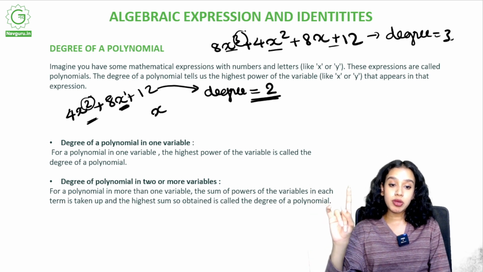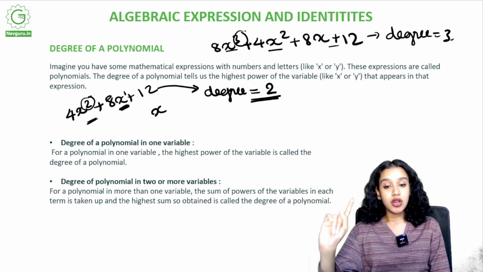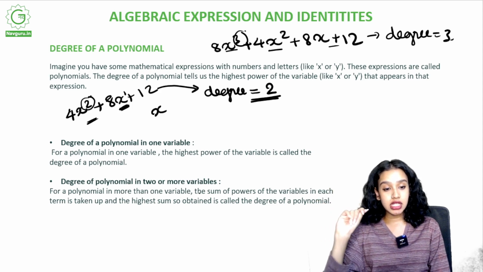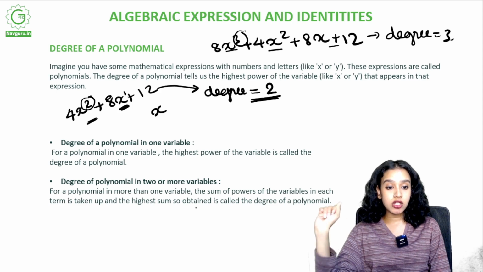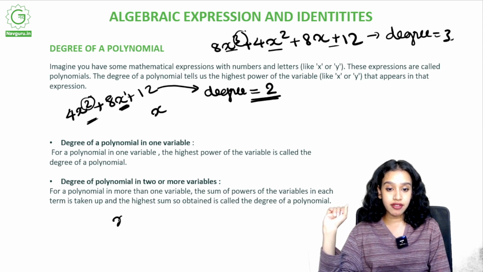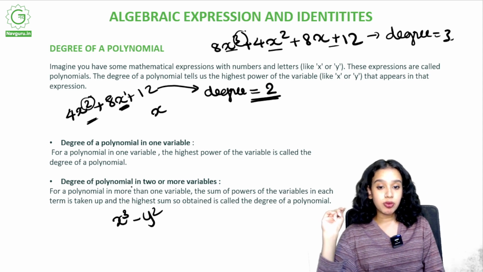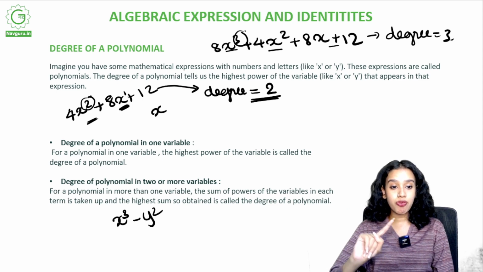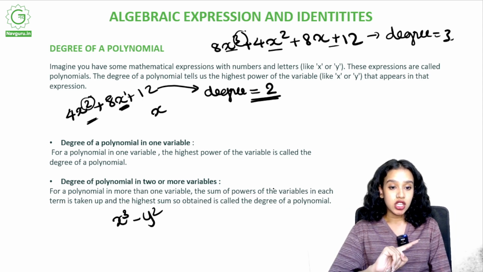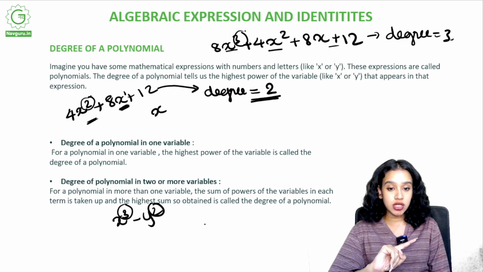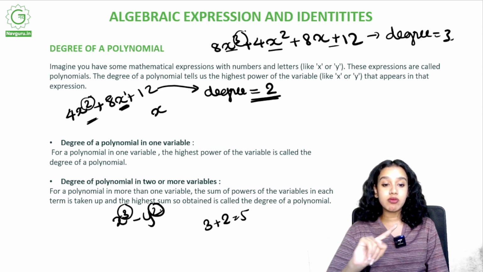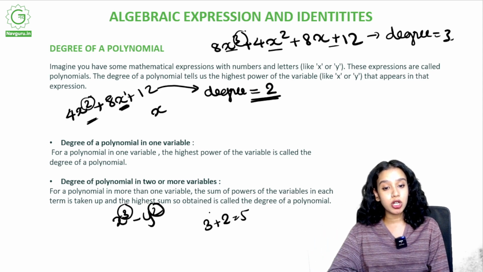Now, degree of a polynomial in two or more variables. For a polynomial in more than one variable, the sum of powers of the variables in each term is taken, and the highest sum so obtained is called the degree of the polynomial. So if I have x cube and y square, the sum of powers of the variables in each term means 3 plus 2 is equal to 5, right? And the highest sum so obtained is called the degree of the polynomial.